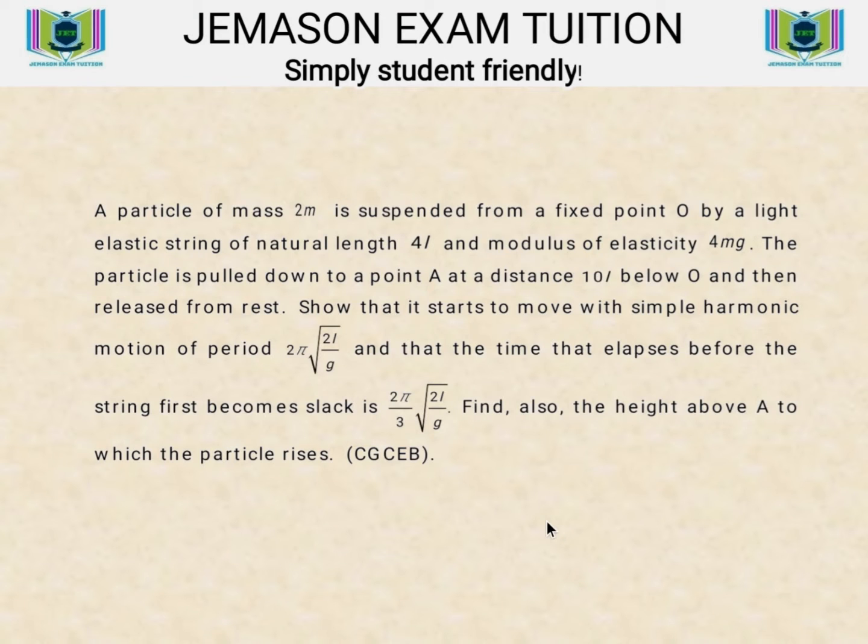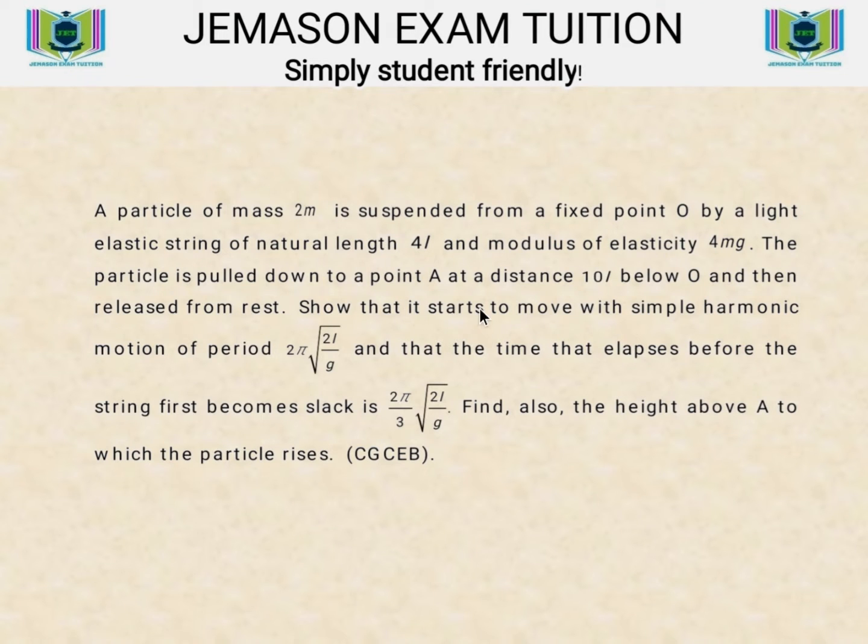Hello, welcome. In this session, we look at this problem on simple harmonic motion. It says a particle of mass 2m is suspended from a fixed point O by a light elastic string of natural length 4L and modulus of elasticity 4mg. The particle is pulled down to a point A at a distance 10L below O and then released from rest.